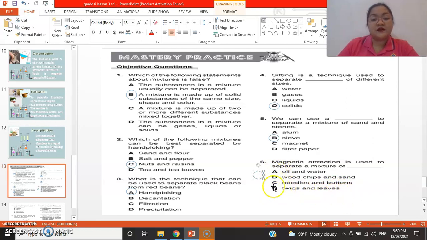So, which of the following has magnetic attraction? What is your answer? 5, 4, 3, 2, 1. The correct answer is letter C. Very good. Needles and buttons, because needles are attracted to magnet.